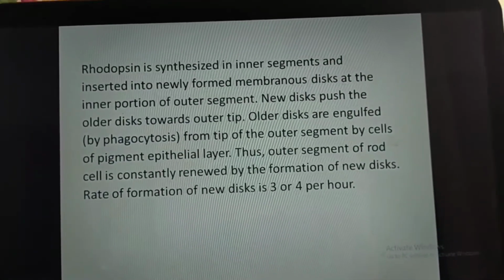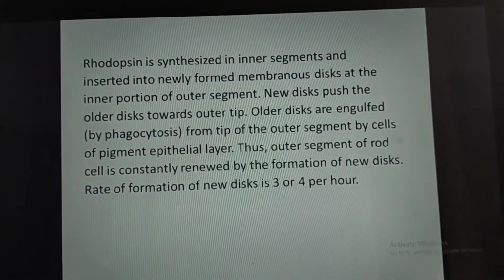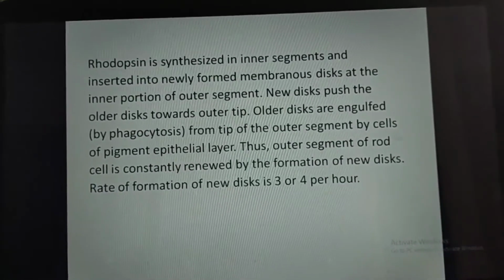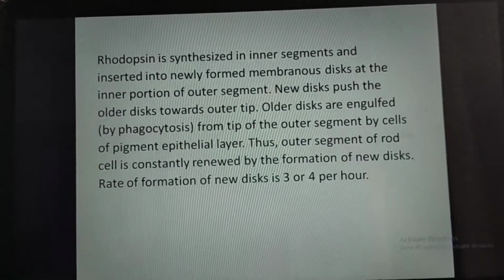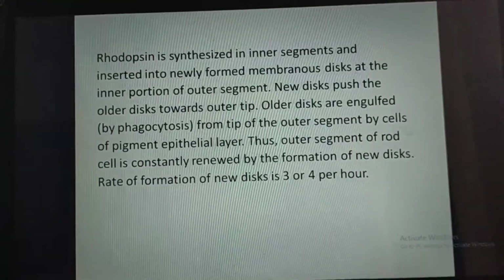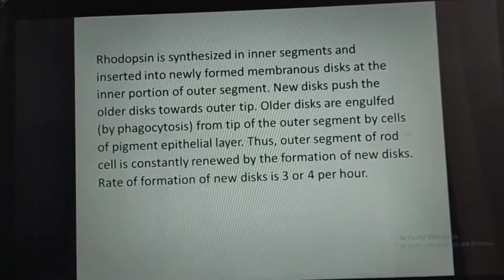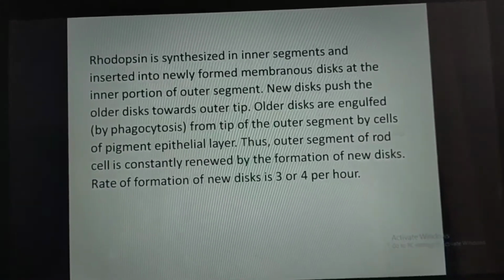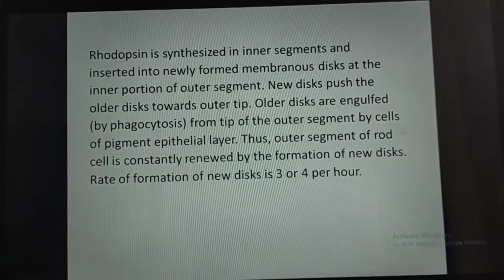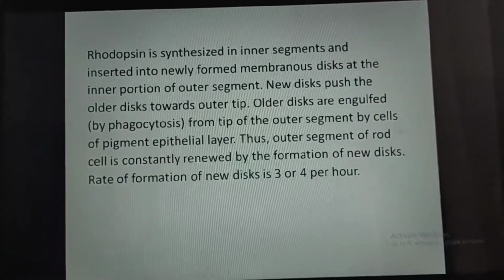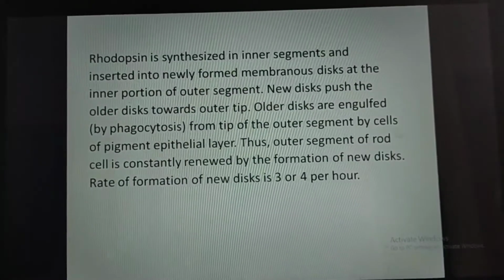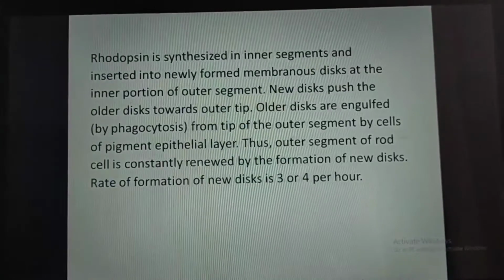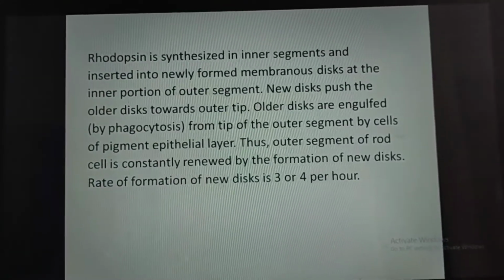Rhodopsin is synthesized in the inner segment and inserted into newly formed membranous discs at the inner portion of the outer segment. Now discs push the older discs towards the outer tip. Older discs are engulfed by phagocytosis from the tip of the outer segment by cells of the pigment epithelial layer. This is how the outer segment of the rod cell is constantly renewed by the formation of new discs. Rate of formation of new discs is 3 to 4 per hour.